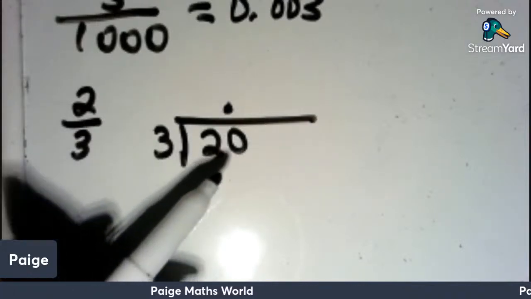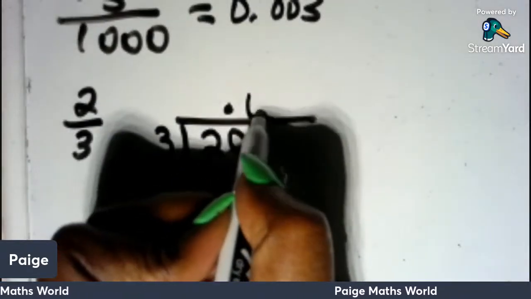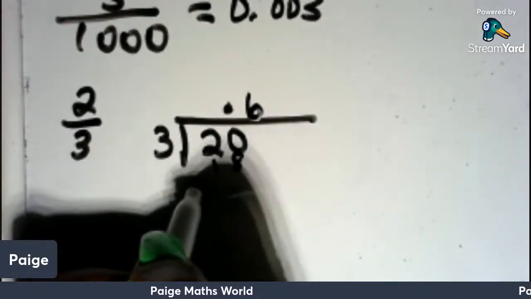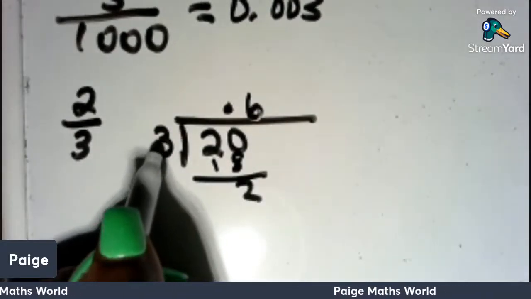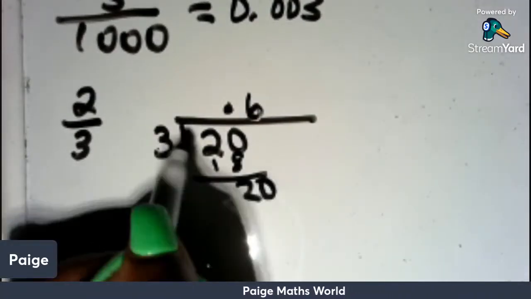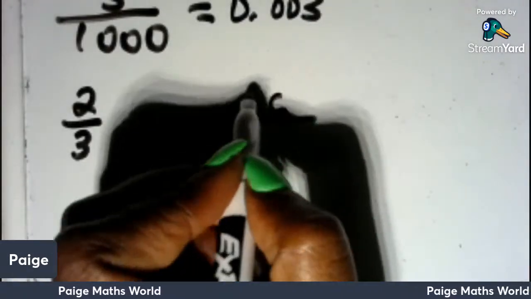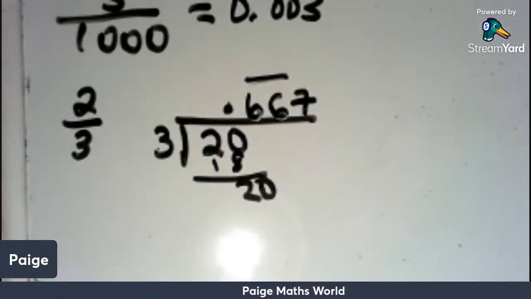And now you're going to say 3 into 20. How many times can we get 3 from 20? 6 times, right? Because 3 times 6 is what? 18. So 18 from 20 is 2. So again, you're going to say 3 into 2. You can't. You add a 0. 3 into 26. And you're going to realize it's always going to be 2, 2, 2. So it's going to be 6 going on indefinitely, right?